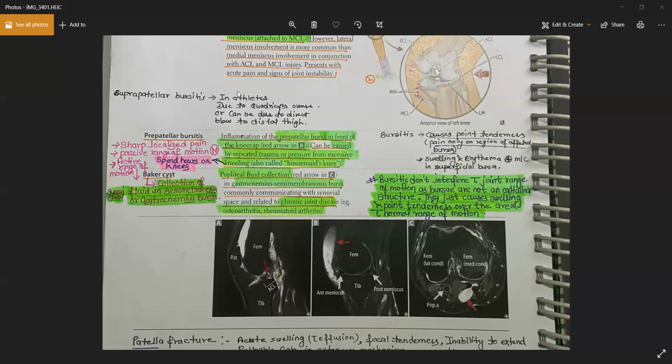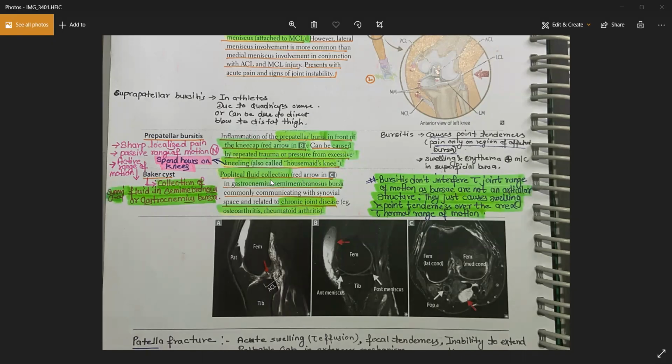Then you also have the suprapatellar bursitis, which is just above the patella. I have the bursa here. This is the suprapatellar bursa. Inflammation of this bursa can happen in athletes because of quadriceps overuse.